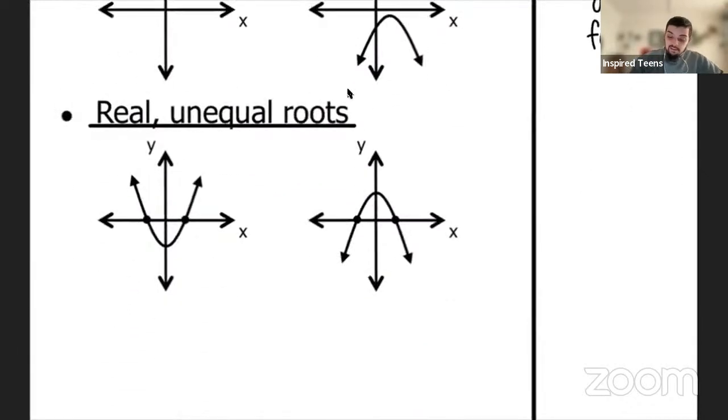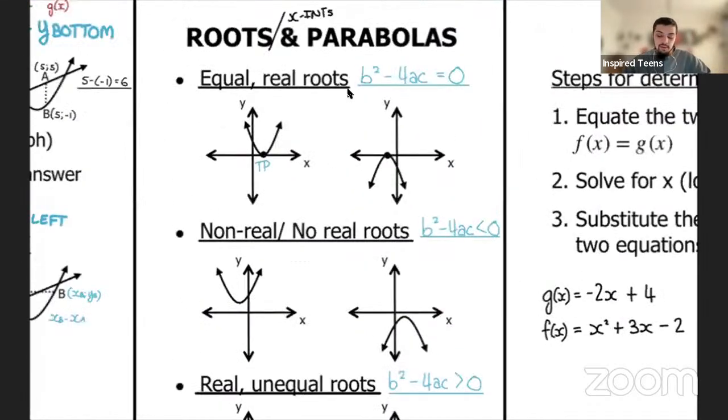Then we have the last and final one. When we have real unequal roots, so this is when we have two x-intercepts on a parabola function, then b squared minus 4ac is greater than 0. So pretty simple to remember.